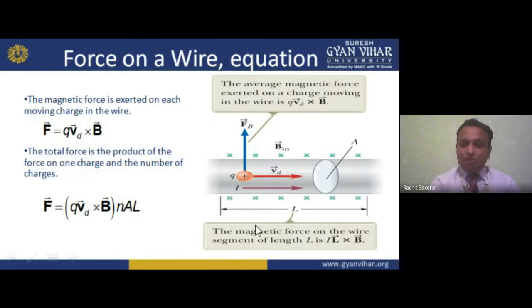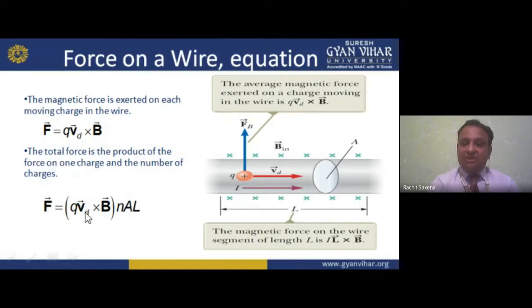We can say the average magnetic force exerted on a charge moving in a wire is given by q v_d × B, where B is the magnetic field density. See here, we have this magnetic field, the charge is moving with the velocity, having the area, and the total length it is moving, and I is the current flowing in it. So the magnetic force on a wire segment of length L is I L × B, where L is the length and B is the magnetic field.